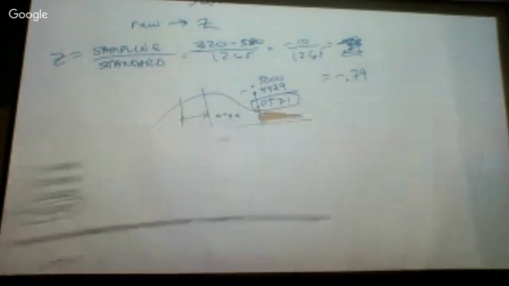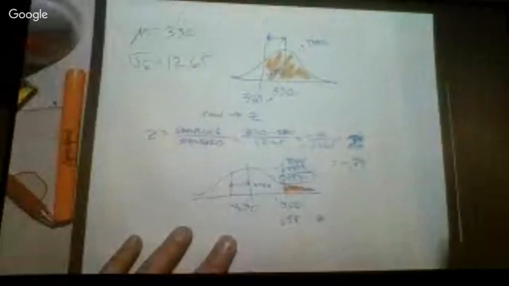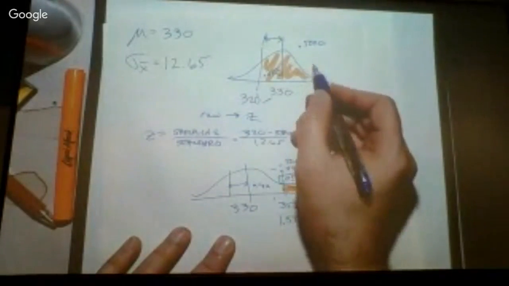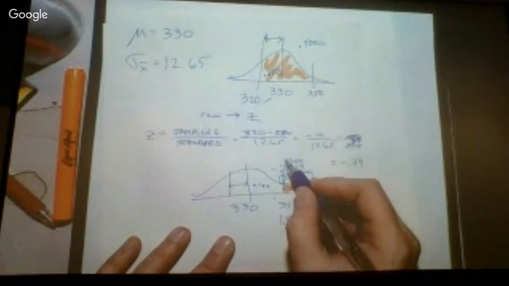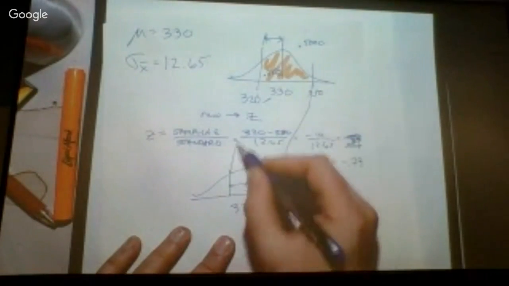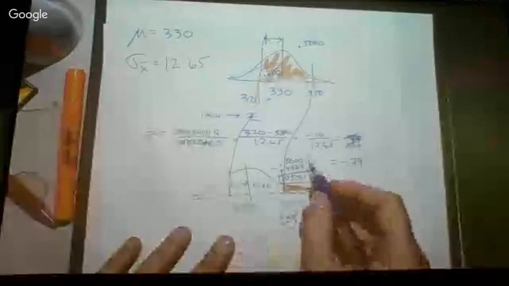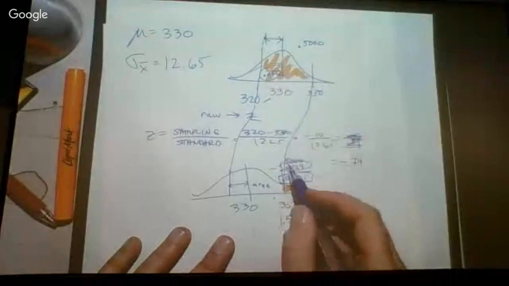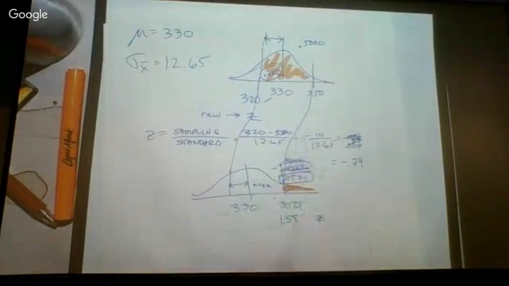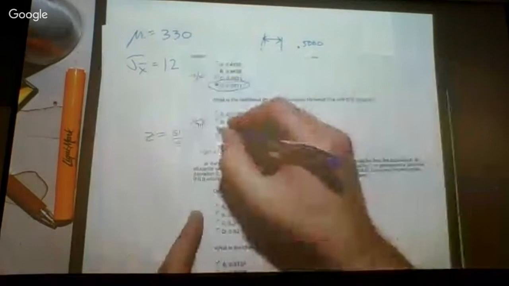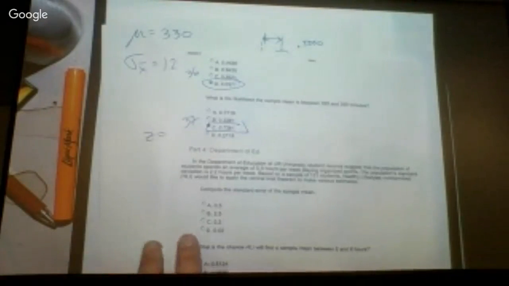Now for 37, we have to go between 320 and 350. I'm going to add that number to that number. I'm going to add 29% and 44%, otherwise known as adding 30 to 43, which gives me about 73%. 37 is C.